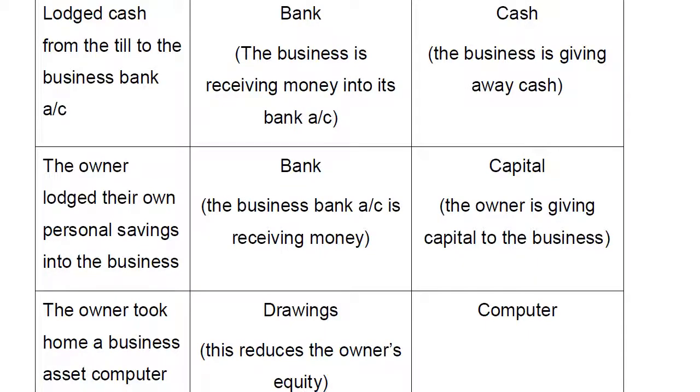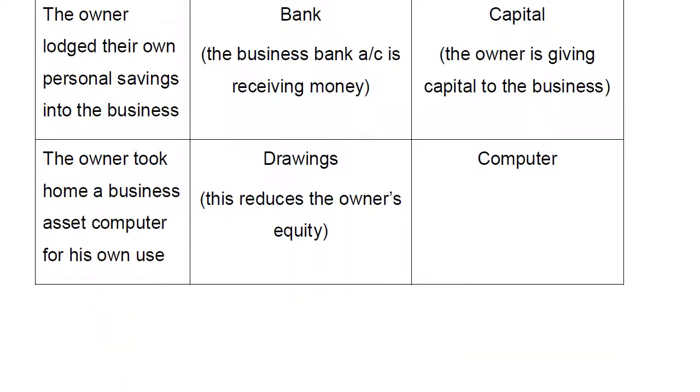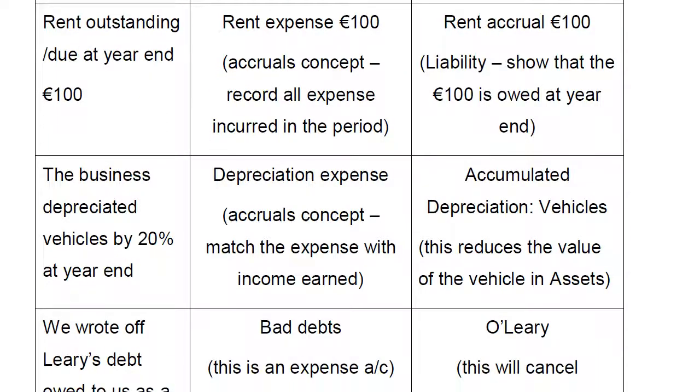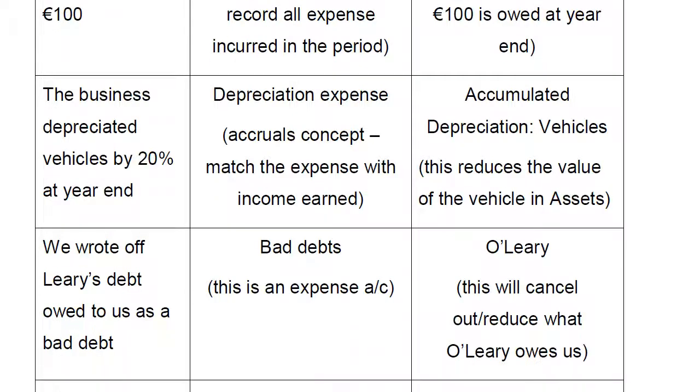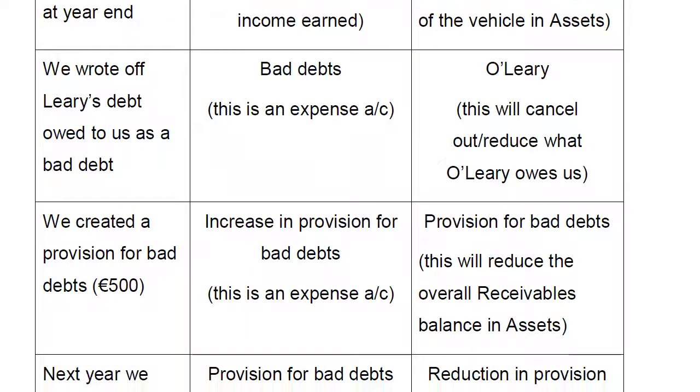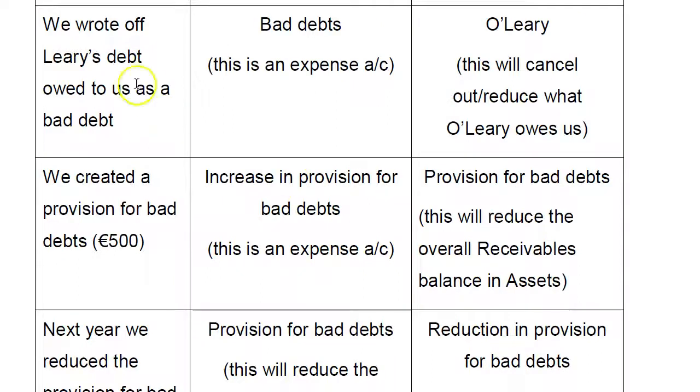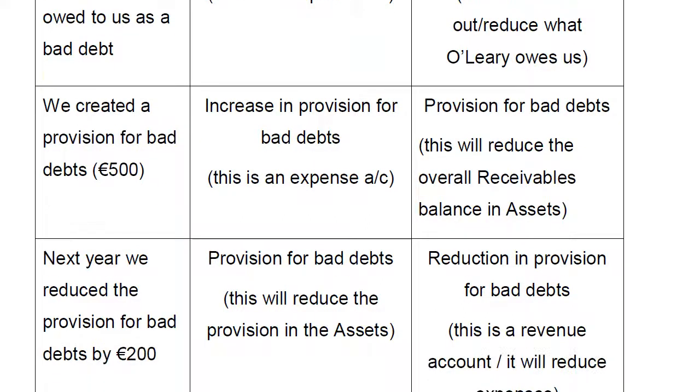There's a lodgement of cash. Capital and drawings, just equity transactions, and then the other ones we look at are more difficult expenses. Here for an accrual or amount due. Depreciation. Bad debts. Provision for bad debts. And then a reduction in the provision for bad debts.